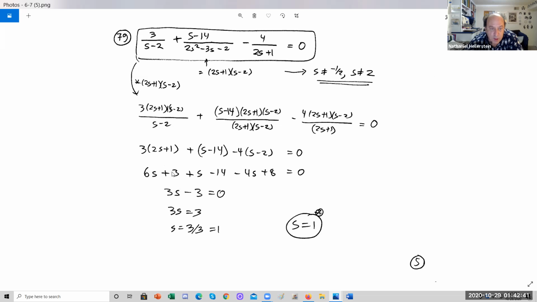Here, 6s plus 3 plus s minus 14 minus 4s plus 8. Watch out, minus a negative is plus. Equals 0. Combine like terms. 3s minus 3 equals 0. 3s is 3, s is 1. And since it's neither of these, this is the one and only valid solution.